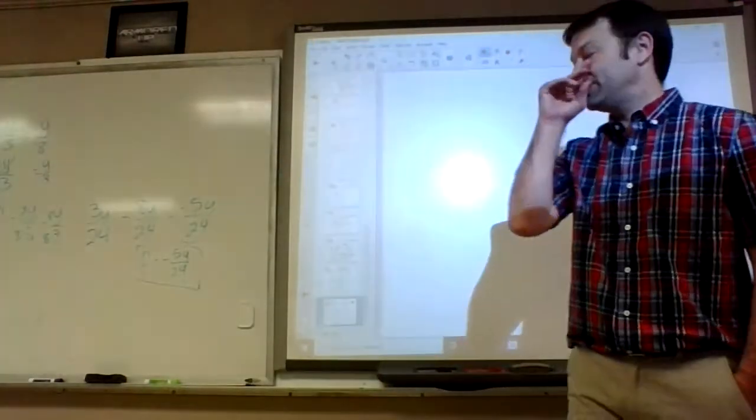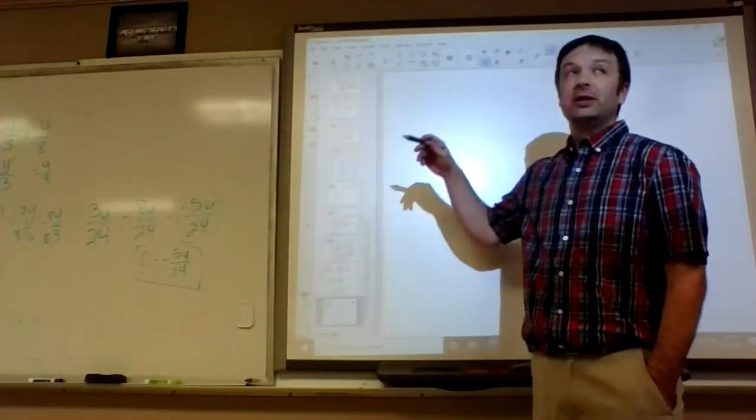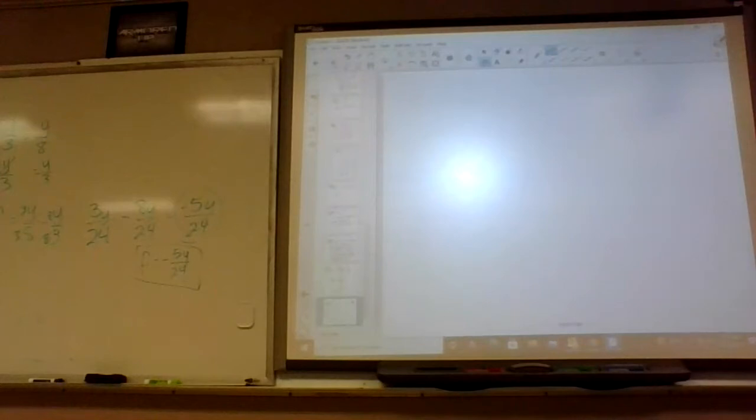Today, girls, we're talking about ratios. Ratios are kind of like fractions. Do you guys remember the three ways you can write ratios?